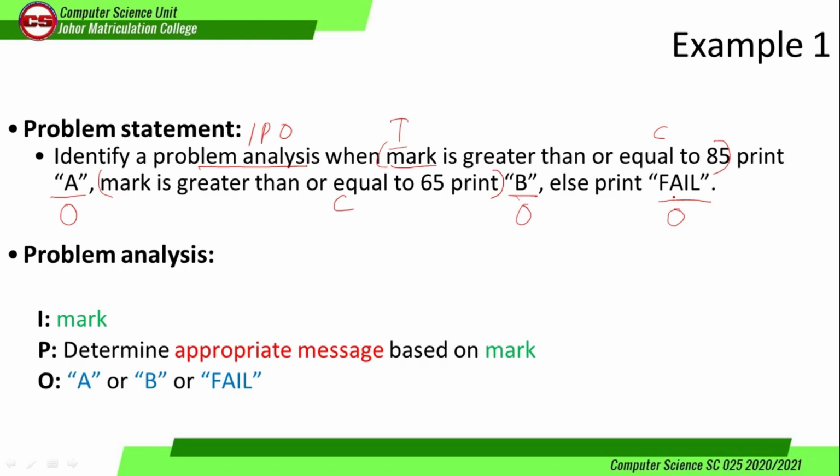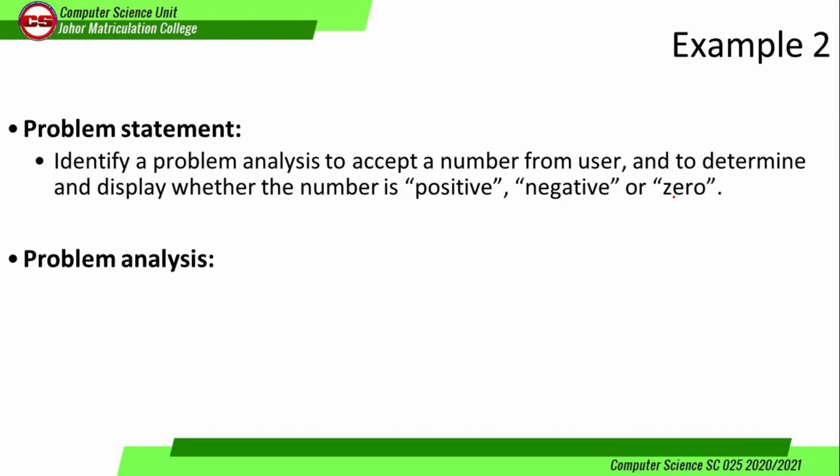Let's look at example number 2. Identify problem analysis. Problem analysis is IPO. To accept a number from a user, so number here is an input. And to determine and display whether the number is positive. Positive means the first output, negative is the second output, and zero is the third output here.